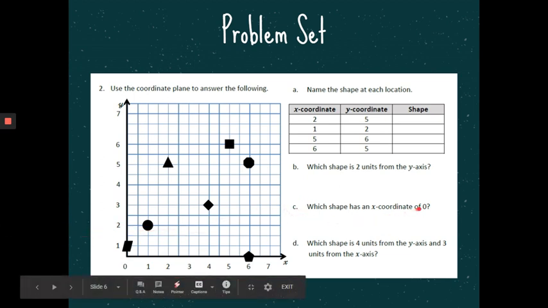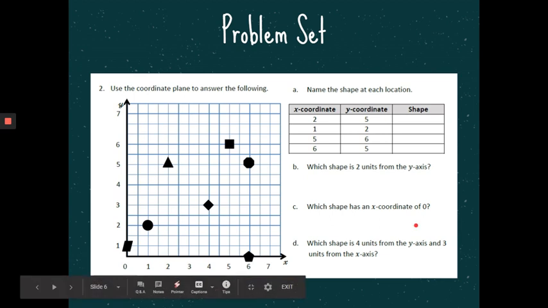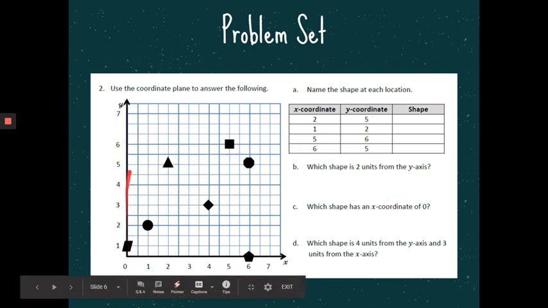The next question is going to ask us which shape has an x-coordinate of 0. Now this is another one of those questions which is a little bit tricky. But what it's asking you is what shape is actually on the y-axis, the one that doesn't move across. If it's on the x-axis, it doesn't go up. If it's on the y-axis, it doesn't go across.